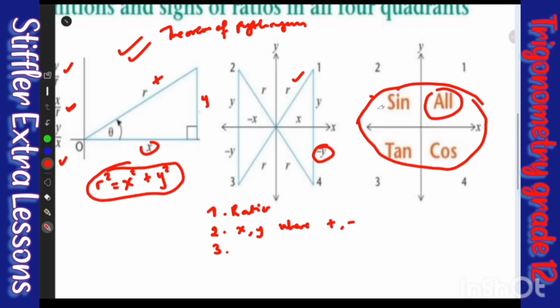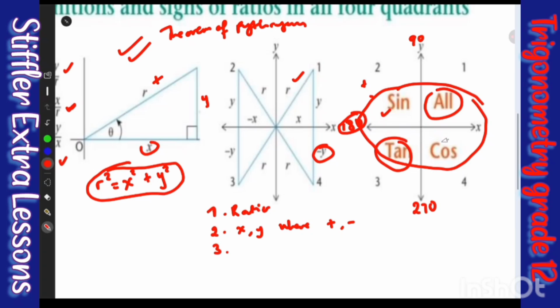And then in the second quadrant, from 90 to 180, if you have any angle between 90 and 180, only sine of that angle will be positive. So it means that cos and tan become negative in this quadrant. In the third quadrant, from 180 to 270, tan is the only one that is positive and the rest will be negative.